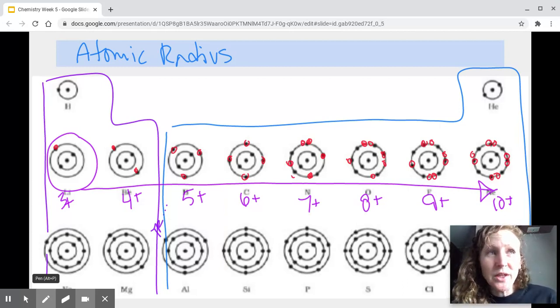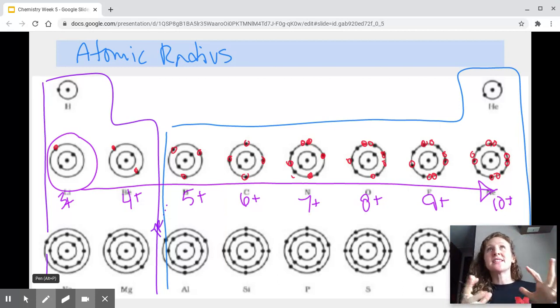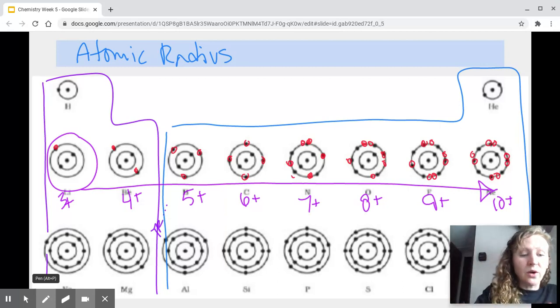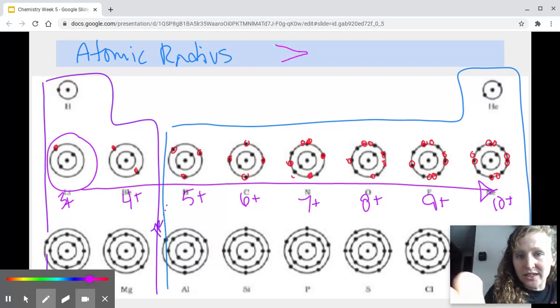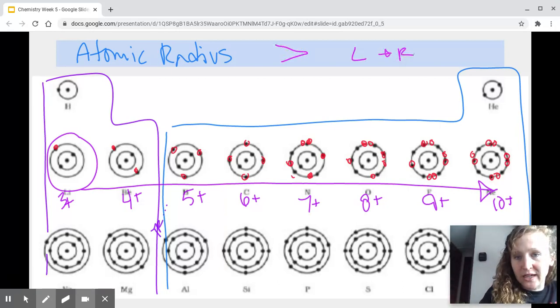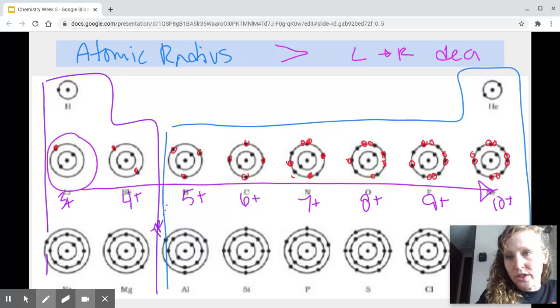And actually, we think about atoms as marbles, right? We like to think about atoms as in, like, if it gains a proton, it gains a marble, right? So if my stack of marbles is getting bigger, a lot of people would predict left to right that the atom gets bigger, but it actually doesn't. It actually gets smaller. So going left to right, atomic radius is going to decrease.